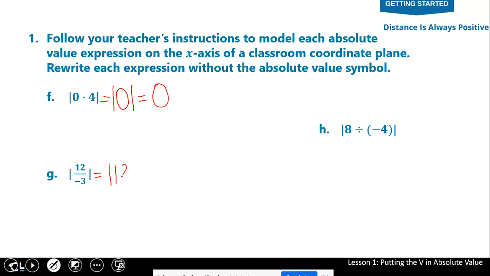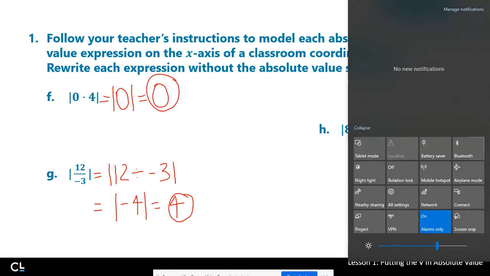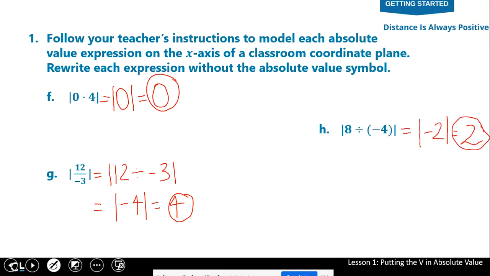Another way you can write this, if you would like, would be 12 divided by -3. And 12 divided by -3 is -4. So we have the absolute value of -4, which would then lead us to our final answer of 4. Over here, we have the absolute value of -2, which ends up giving us 2. And there you go.